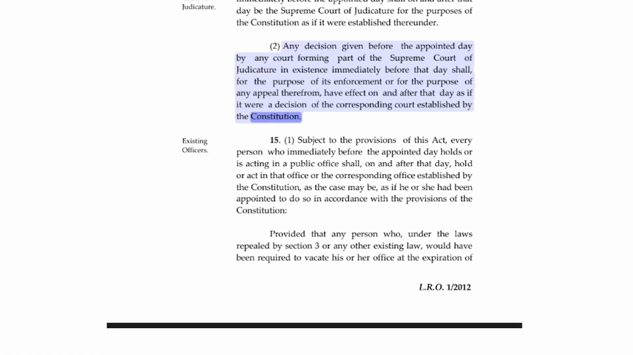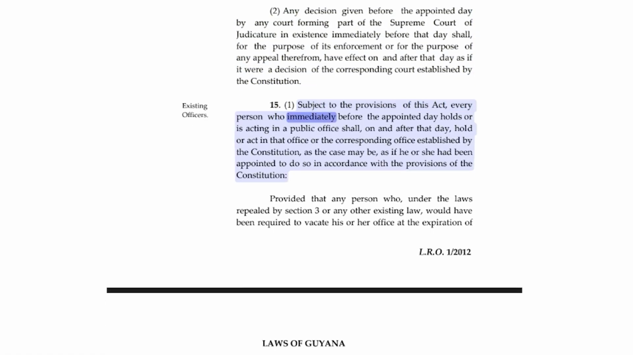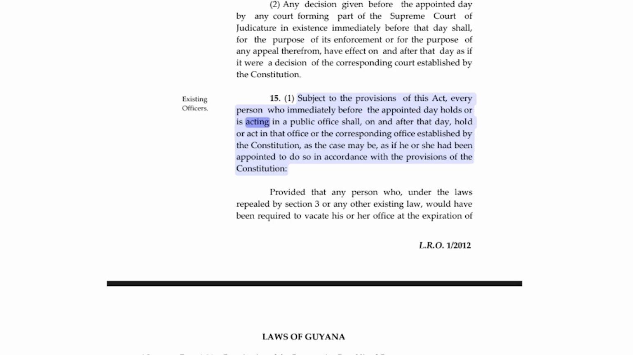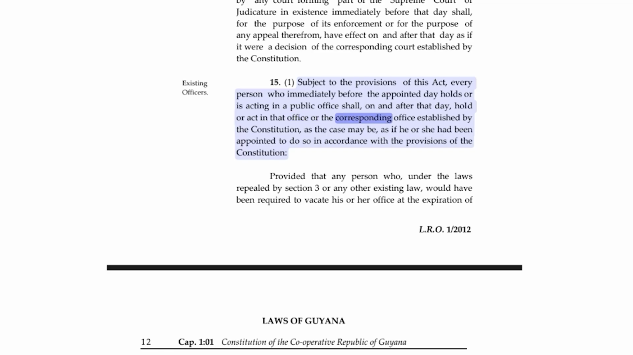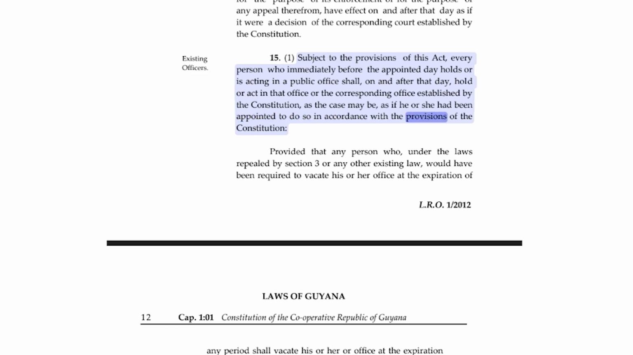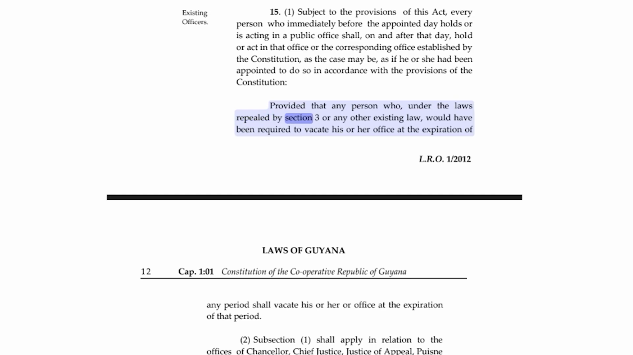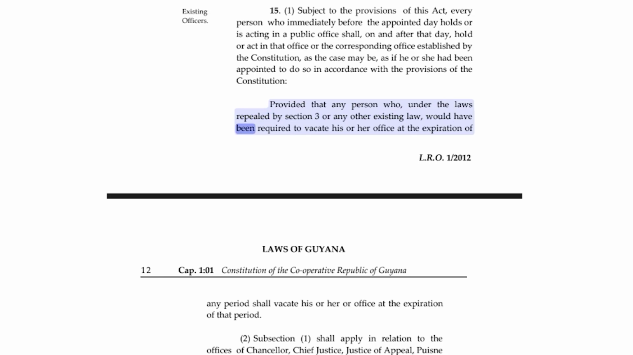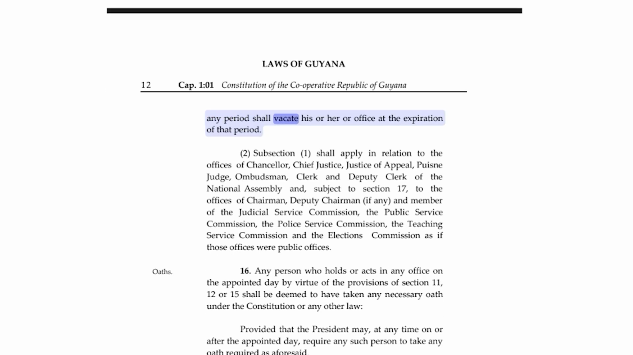Existing officers. 15. 1. Subject to the provisions of this Act, every person who immediately before the appointed day holds or is acting in a public office, shall, on and after that day, hold or act in that office or the corresponding office, established by the Constitution, as the case may be, as if he or she had been appointed to do so in accordance with the provisions of the Constitution. Provided that any person who, under the laws repealed by Section 3 or any other existing law, would have been required to vacate his or her office at the expiration of any period shall vacate his or her office at the expiration of that period.